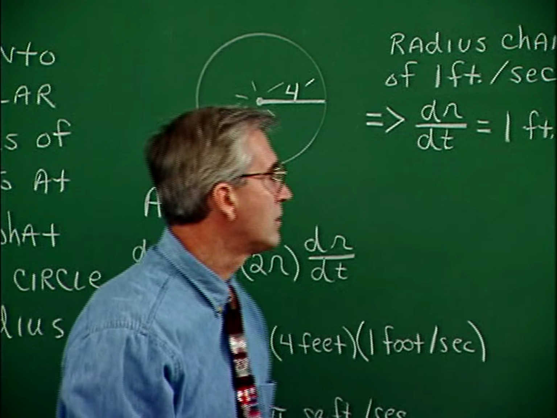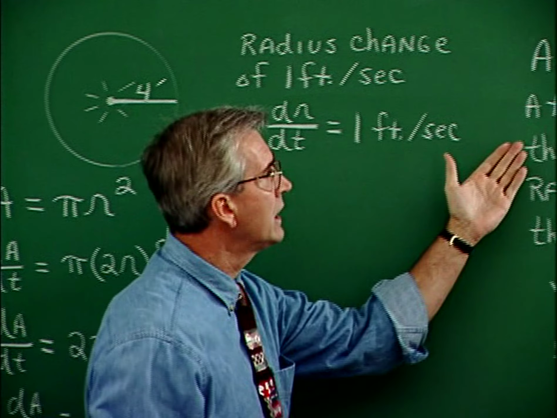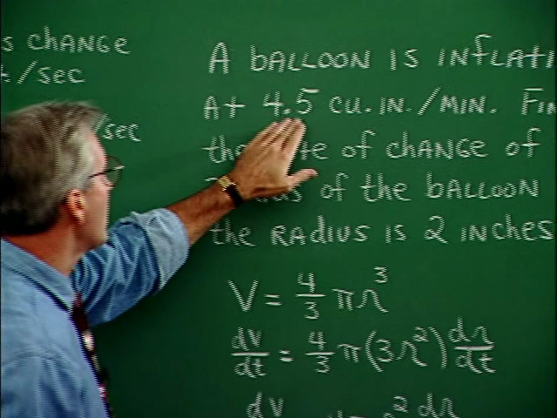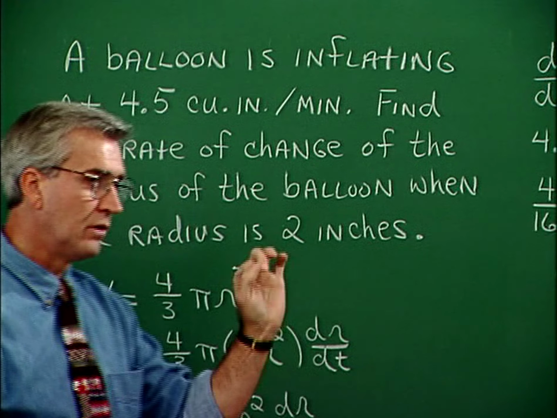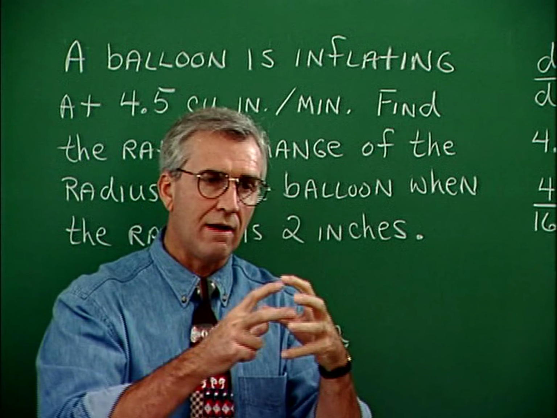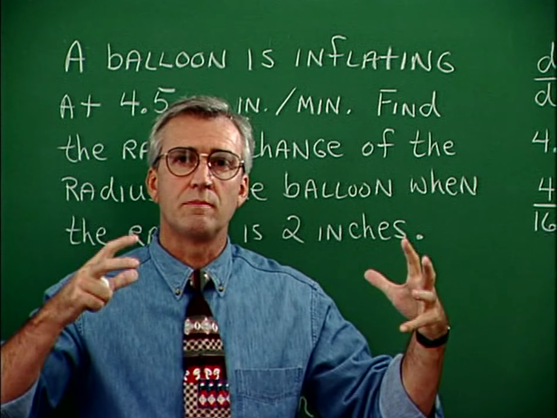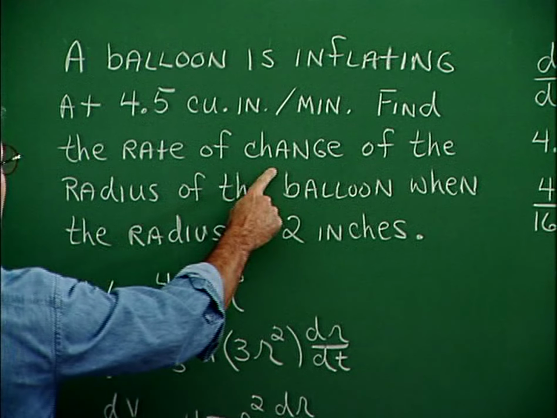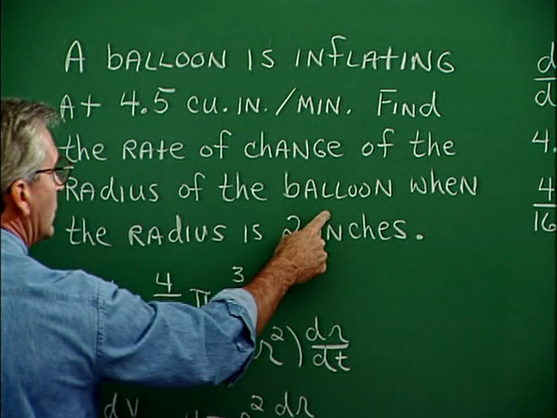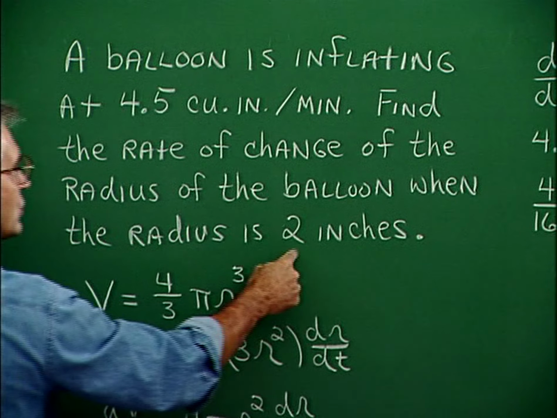Here's another example. A balloon is inflating at 4.5 cubic inches per minute. So a balloon is being blown up, and 4.5 cubic inches of air per minute is being put into the balloon, and the balloon is expanding. Find the rate of change of the radius of the balloon when the radius is 2 inches.